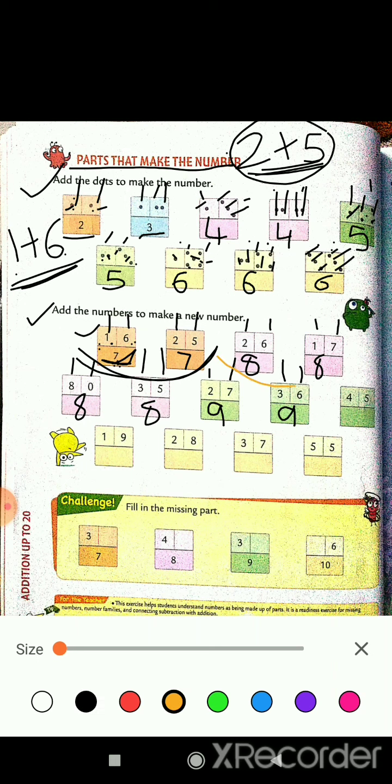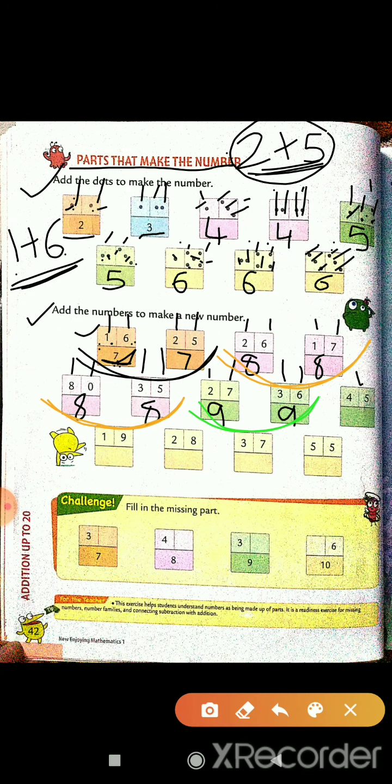These two were the number combinations of 8. Again, these two number combinations of 8. And these were the number combinations of 9. Got it, students? Now, remaining 5 sums are your homework. So, you have to do this in your textbook only. Clear, students?